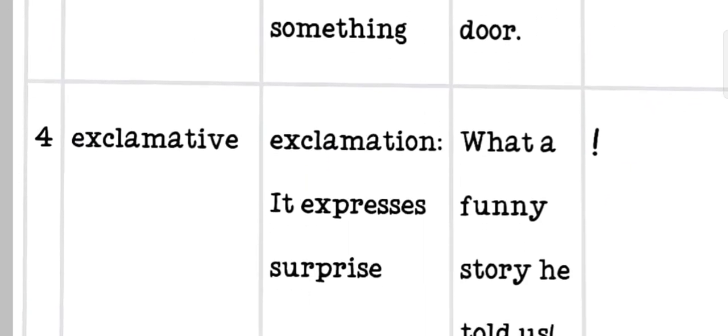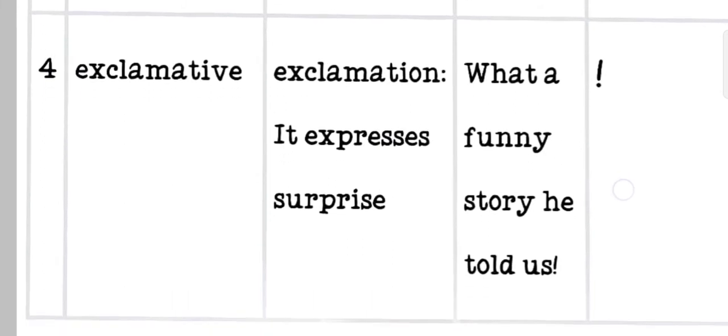And the last one is exclamative. That means exclamation. It expresses surprise. For example, what a funny story he told us. The sign of exclamation is the sign of the sentence.